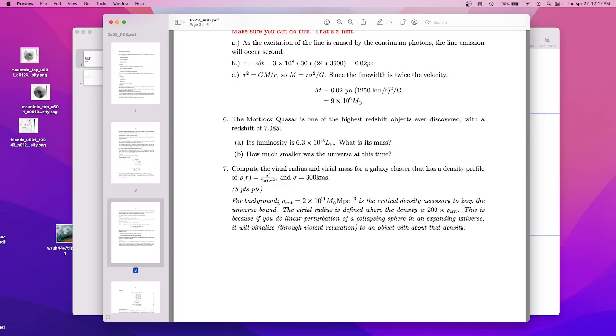Okay. How are we on time? We're fine on time. Okay, compute the virial radius and virial mass for a cluster that has a density profile of rho goes like sigma squared over 2 pi G r squared. And sigma here is 300 kilometers a second. So how do we do that? How do we find the virial radius? You have to find that first. When the density is 200 times the critical density. That's right.